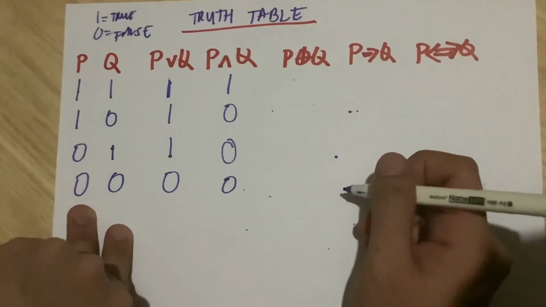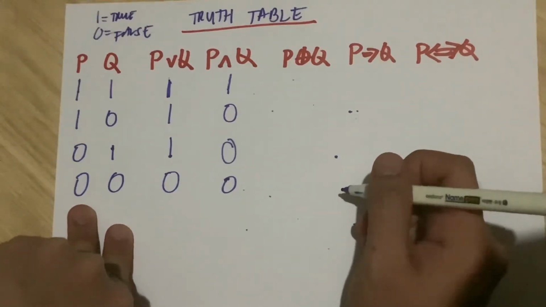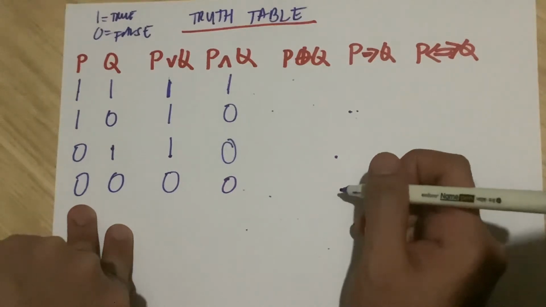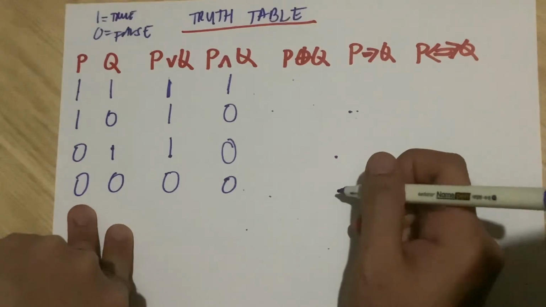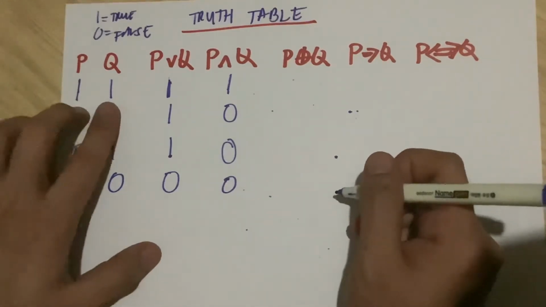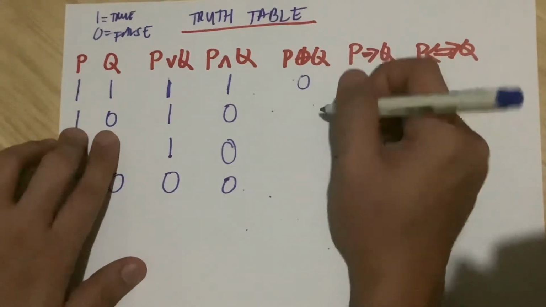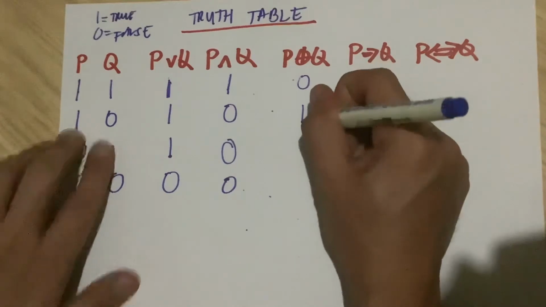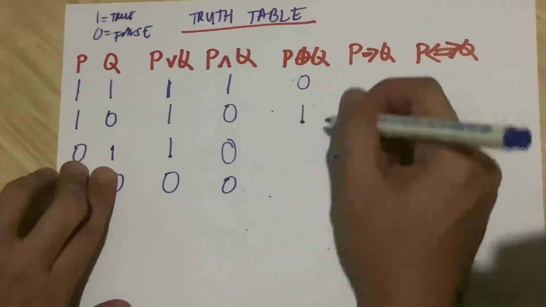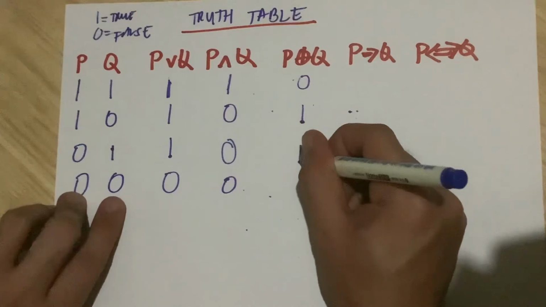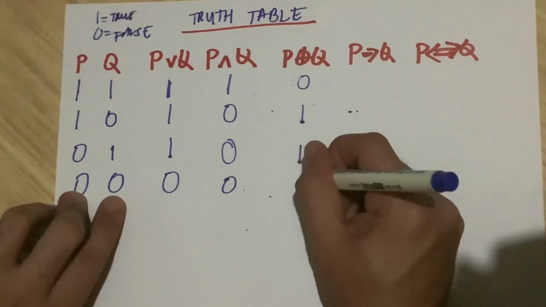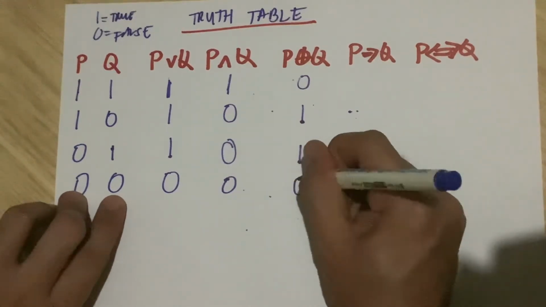Let's have the third part, which is the exclusive or. Okay. For the exclusive or, one statement is true and the other is false. So a pair of true and false statements will be true. A pair of true statements will be false. And for the last part, both 0 or both false, it is false. Okay.